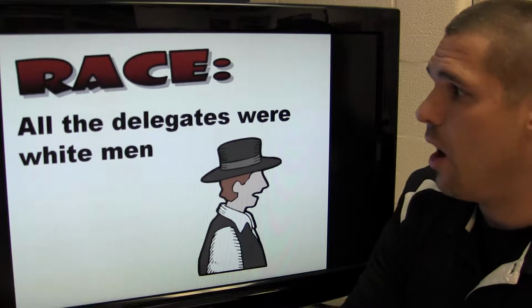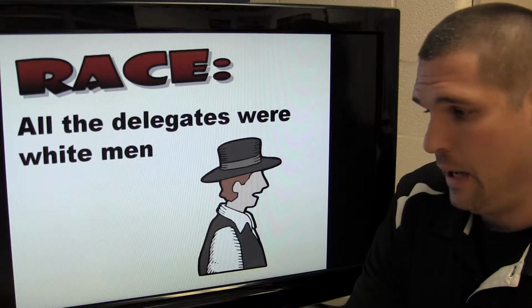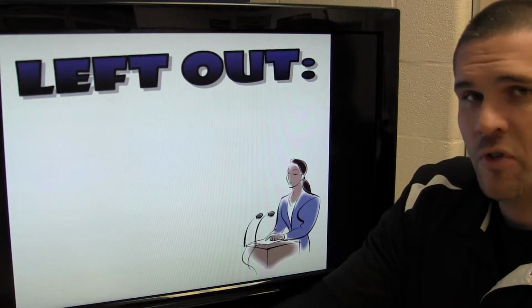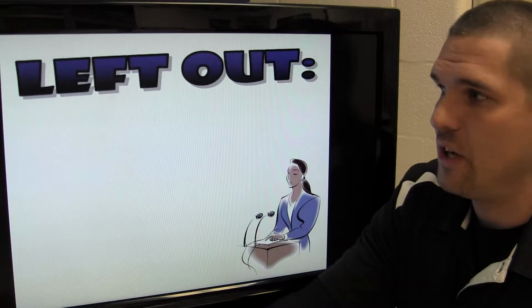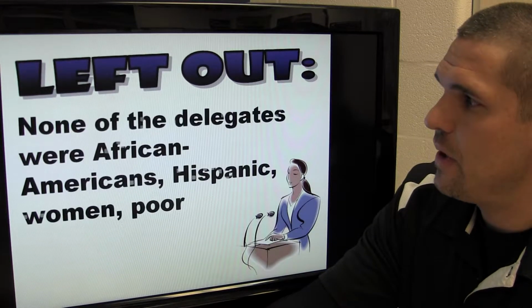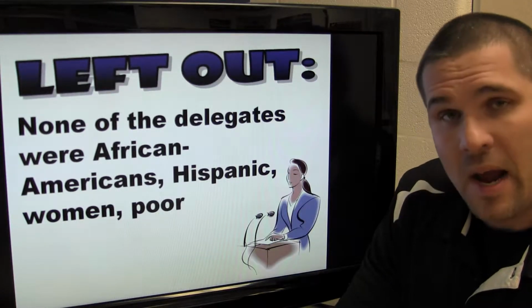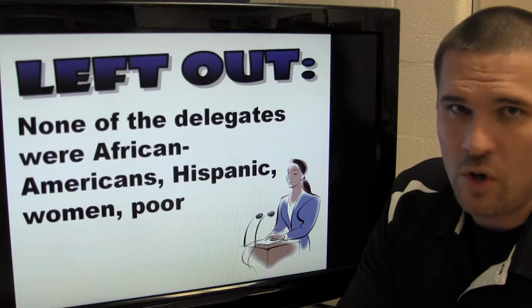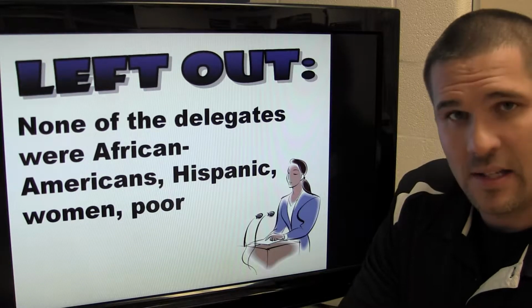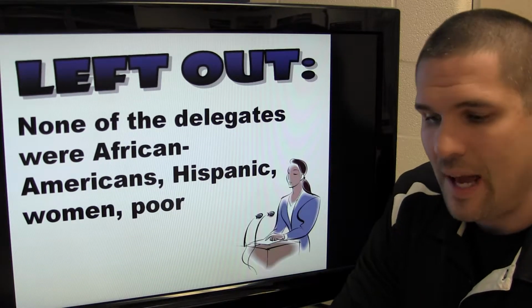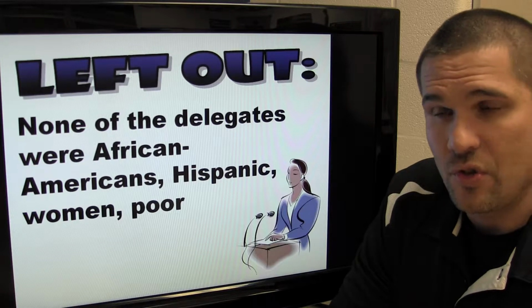And race, obviously, all the delegates were white men. Now, who's going to be left out of this process at the convention? Who does not have representation? None of the delegates are going to be African American, Hispanic, women, or anyone who is poor. So that's a look at what a typical delegate looks like at the Constitutional Convention.